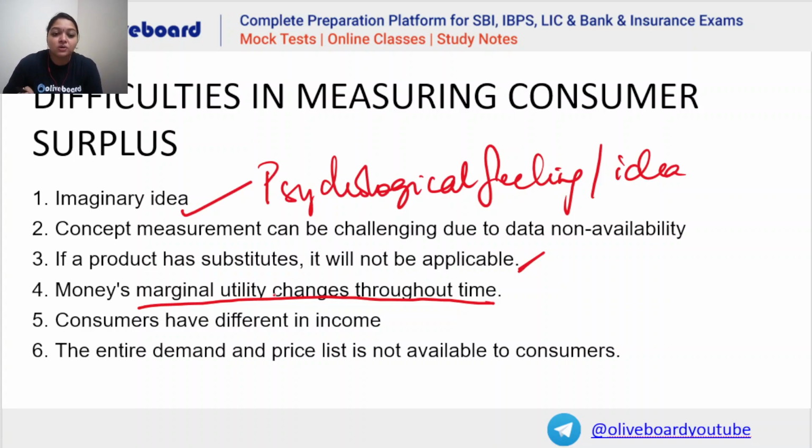Okay. Consumers have different incomes. Of course, all of us have different earning capacities, different incomes. So we can't compare one person's income to another, or one person's consumer surplus to another, right? For the same product, one person might get higher consumer surplus, one might not get that much. Okay. Then the entire demand and price list is not available to consumers. Like I told you, information of demand, price, marginal utility, etc. is not available to the consumers. That is one more problem. Okay.